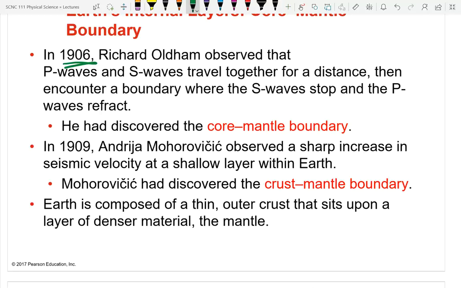How would he know that? He wasn't in the Earth to see it. How could he make such a discovery if he's not in the Earth to see? Hey, the S waves here are stopping, and the P waves are refracting, which means they're bending, changing direction, while continuing to travel.